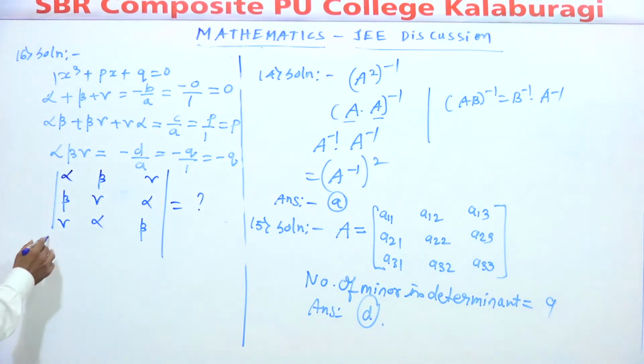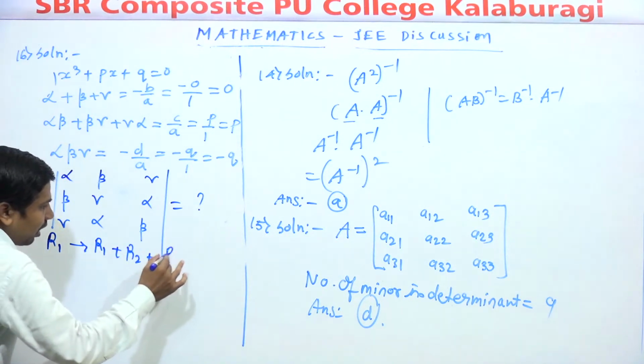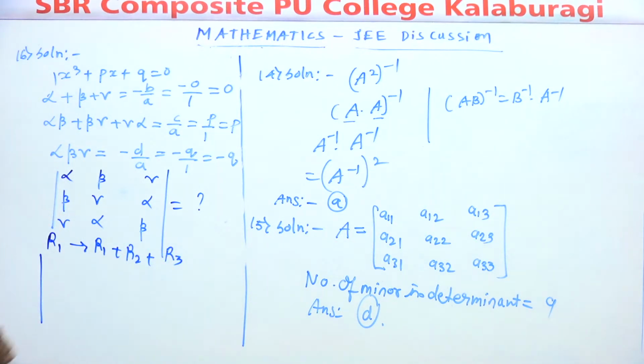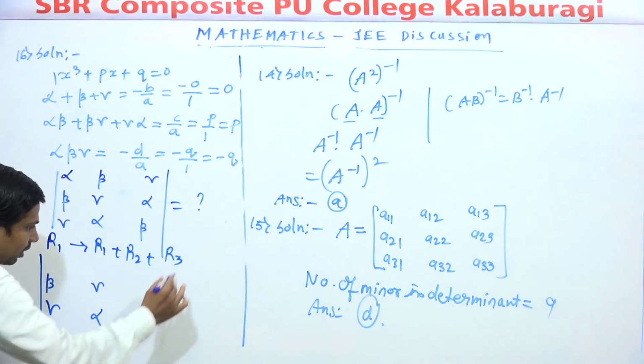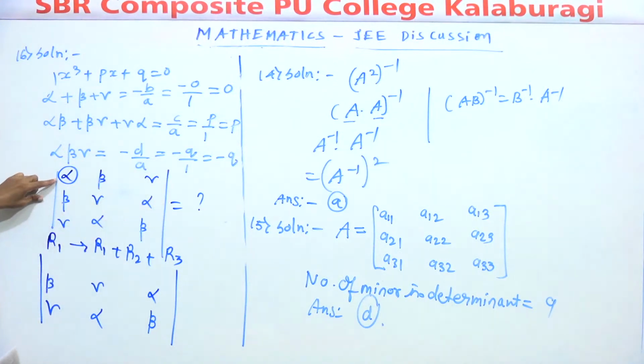Let us apply R1 changes to R1 plus R2 plus R3, keeping R2 and R3 as is: beta, gamma, alpha; gamma, alpha, beta. For the first element, R1 changes to R1 plus R2 plus R3. The corresponding R2 entry is beta and the corresponding R3 entry is gamma, so I get alpha plus beta plus gamma. This element is over.